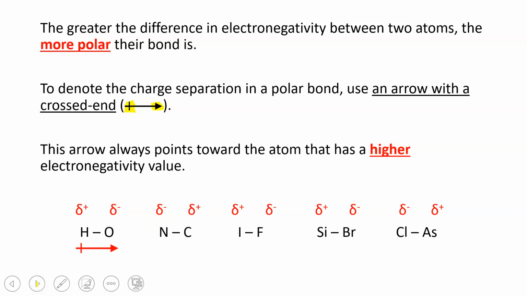The arrow points toward oxygen, which is more electronegative, towards nitrogen, because it's more electronegative, towards fluorine in this case, towards bromine, and then finally towards chlorine in the last one.